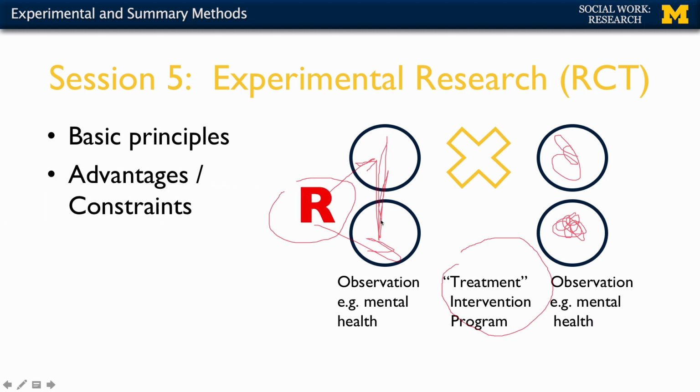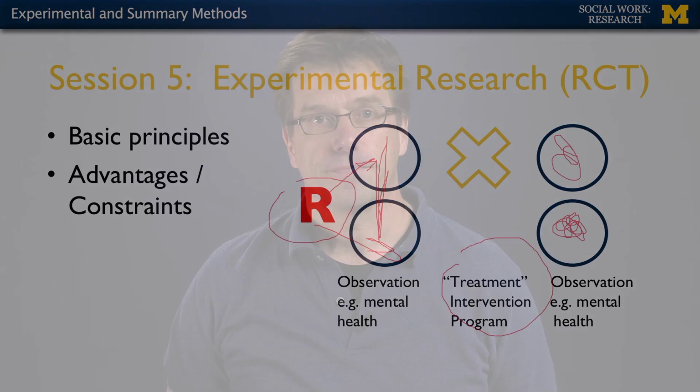To that end, we start to think about a random assignment mechanism. That's what the red R stands for. The simplest and most common method of random assignment is that we flip a coin, and the coin toss determines whether individuals participate in the treatment or whether individuals don't participate in the treatment, whether they participate in the usual level of care. This random assignment has the advantage of allowing us to make much stronger inferences about the effect of the treatment, much stronger inferences about the causal dynamics potentially at play.